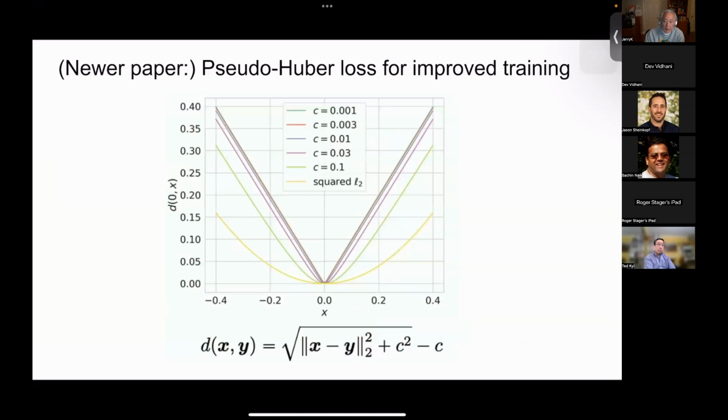I'm sorry, Dave, did you say that they have demonstrated it using a consistency model in latent space?